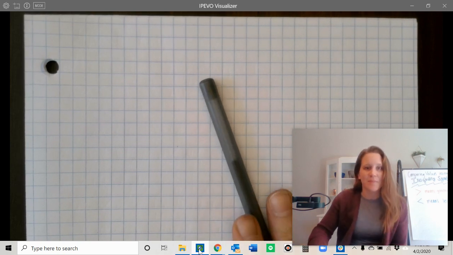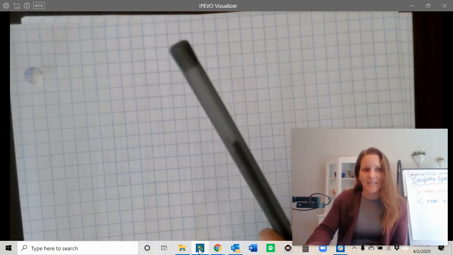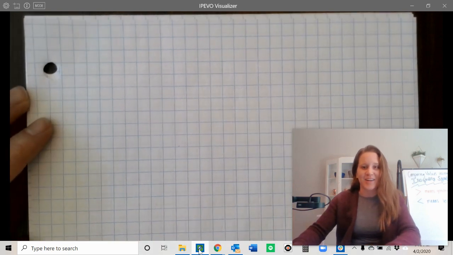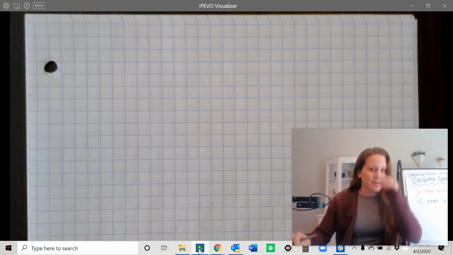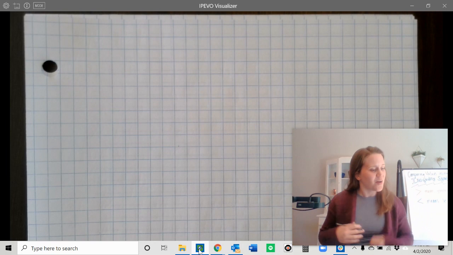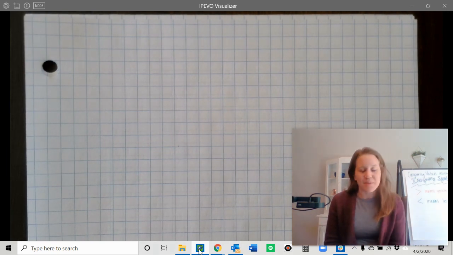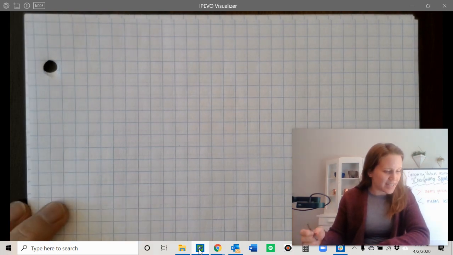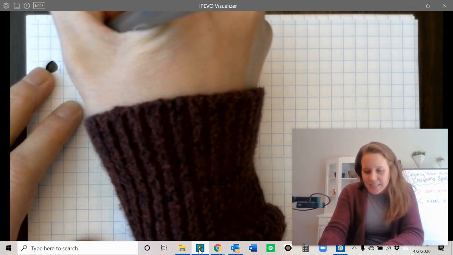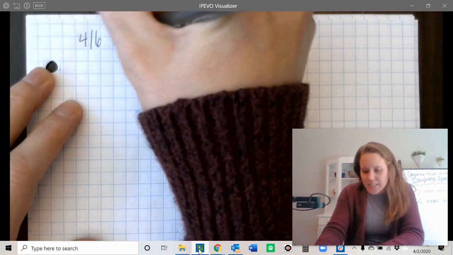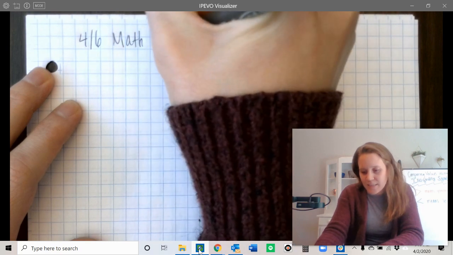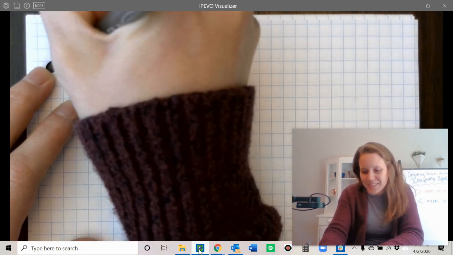Make sure you have paper and a pencil. I've got a pen today to try to make my work show up a little bit darker on the screen, but try to find a pencil that you can use at home for math today, and make sure you're in a space that is both quiet and focused. Let's go ahead and set up our notes. Today is 4/6. These are math notes.